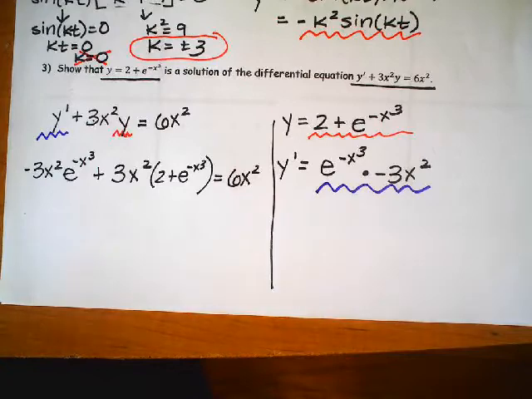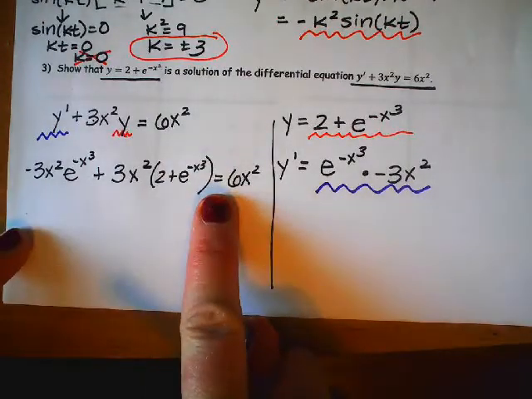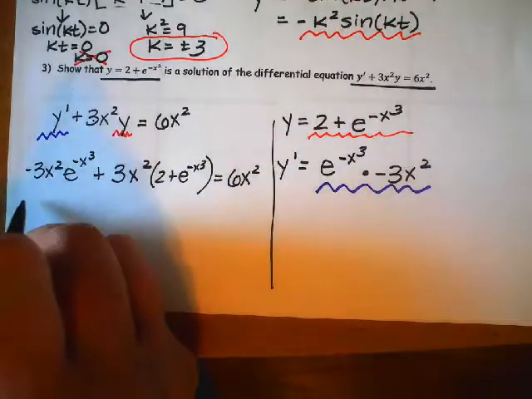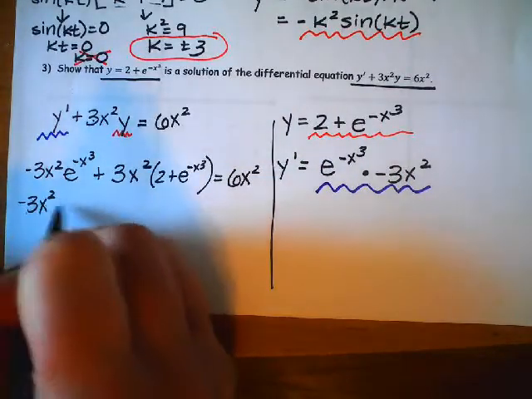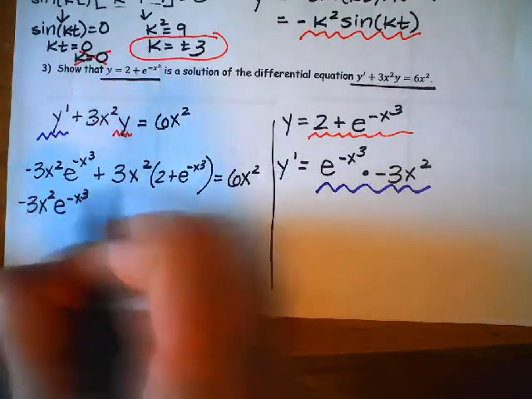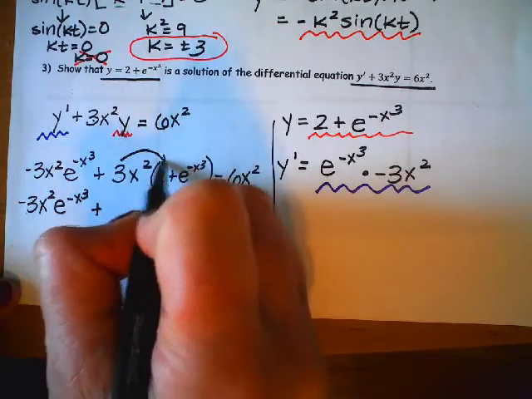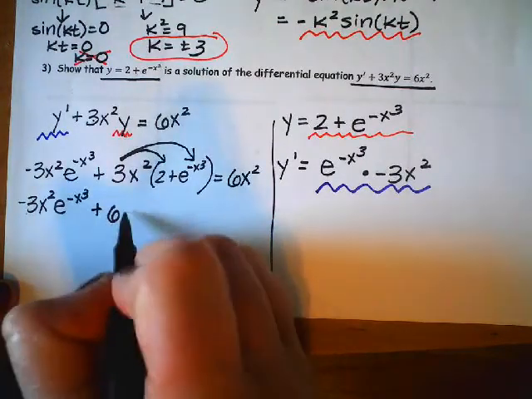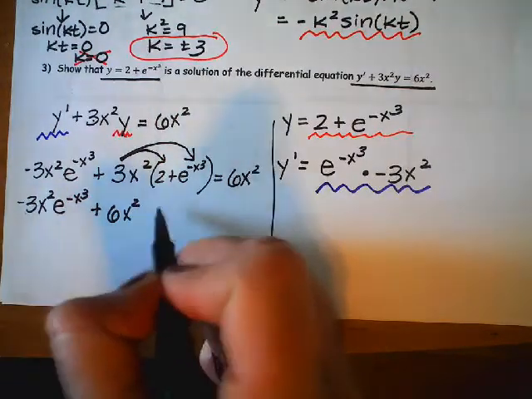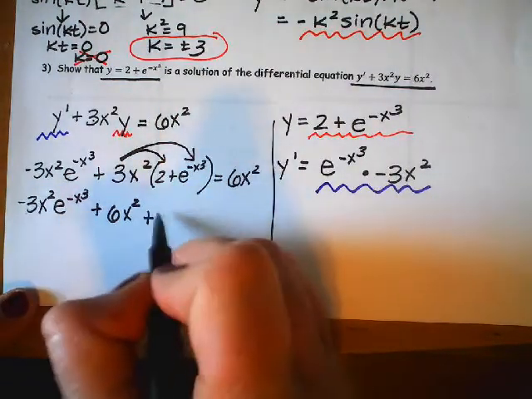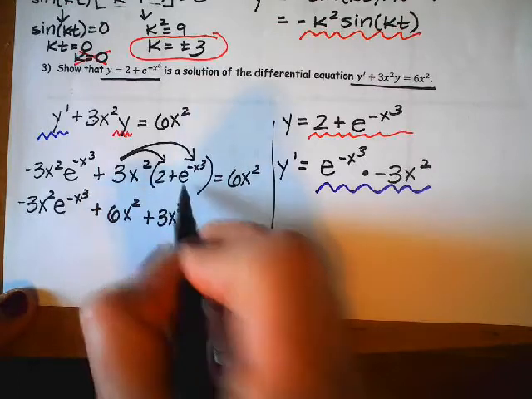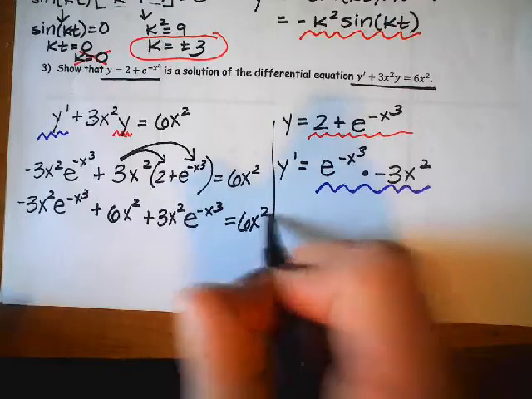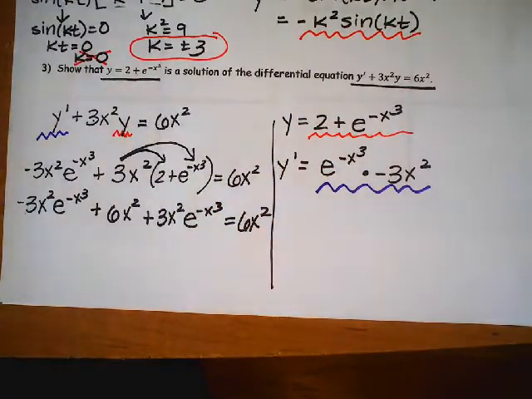To prove that this truly does work, I need to simplify my entire left side until I get 6x squared. So I'm just recopying this first term. Plus, I'm going to distribute this 3x squared through, giving me 6x squared, and also giving me a plus 3x squared e to the negative x cubed. Still supposed to be equal to 6x squared.